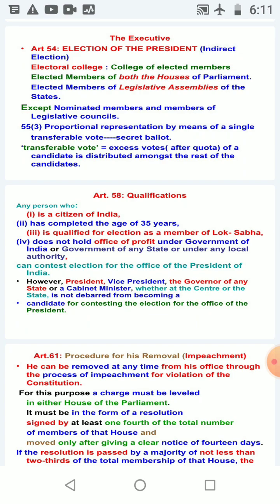Now, we will know about the qualifications required for the president election. Article 58 says any person who is a citizen of India and has completed the age of 35 years is qualified for election as a member of the House of the People. No one can be debarred from becoming a president, vice president, the governor of any state, or a cabinet minister if they meet the required qualification criteria.